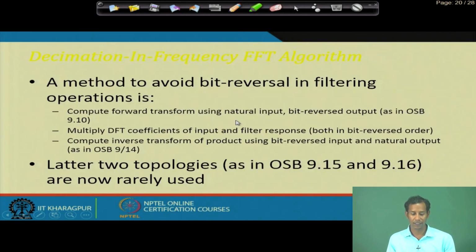So, the decimation in frequency FFT algorithm is a method to avoid bit reversal in filtering operation. That means the method we will adopt is to compute the forward transform using natural input and bit reversed output, then multiply the DFT coefficients of the input and the filter response, and compute the inverse transform of the product using bit reversed input and natural output. Okay.